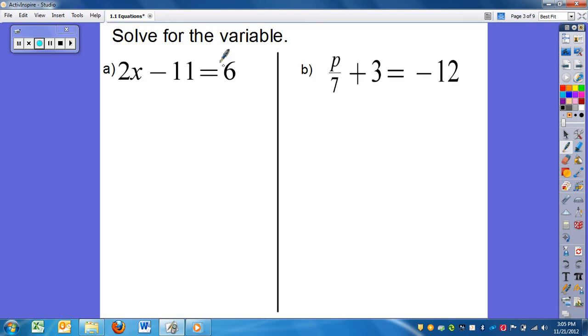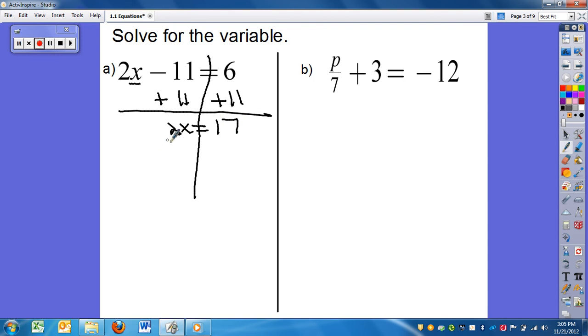Looking at A, this is a very basic form. When I solve equations, I like to draw a line to show that I have 2 sides. 2x - 11 is on one side and 6 is on the other. I'm trying to isolate x, so I need to do inverse operations. I have minus 11, so I am going to add 11 to both sides. So I'm left with 2x = 17. The opposite of multiplying by 2 is dividing by 2. There I get my answer.